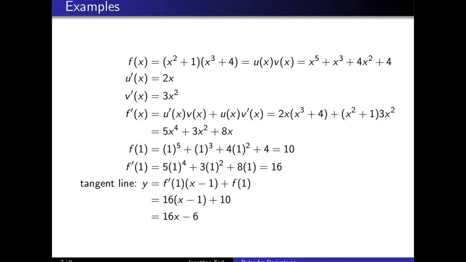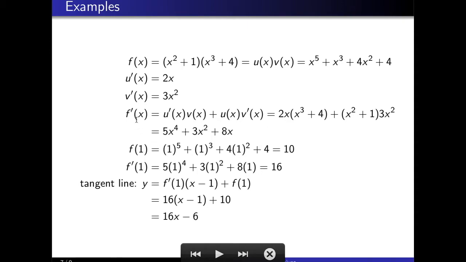If we write it as a product, u prime is 2x, v prime is 3x squared. Using our product rule, we would get that the derivative is 5x to the 4 plus 3x squared plus 8x. And what we could see is if we go back to the original function and expanded it out, if we'd used our sum, difference, constant multiple, and power rules, we would get the exact same derivative. So it gives us two ways of getting to the same answer, which is good.